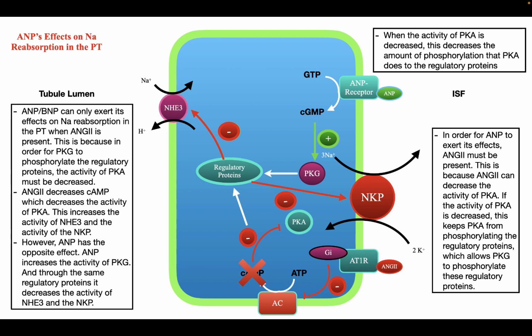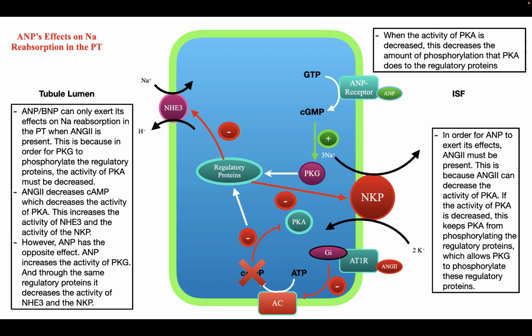So in summary, ANP and BNP can only exert their effects on sodium reabsorption in the proximal tubule when angiotensin II is present. And this is because in order for PKG to phosphorylate the regulatory proteins, the activity of protein kinase A must be decreased.